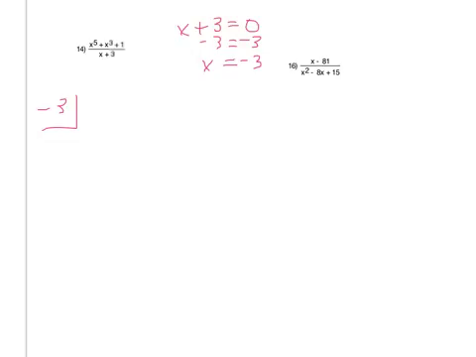Placeholders. That's beautiful. I have 1x to the 5th. I have no x to the 4th. I have 1x cubed. I have no x squareds. I have no x's. And I do have a 1.